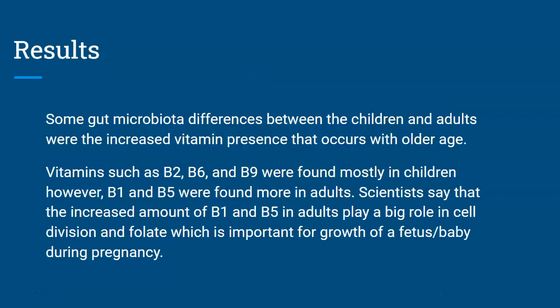Some gut microbiota differences between the children and adults were the increased vitamin presence that occurs with older age. Vitamins such as B2, B6, and B9 were found mostly in children. However, B1 and B5 were found more in adults. Scientists say that the increased amount of B1 and B5 in adults play a big role in cell division and folate, which is important for growth of a fetus and baby during pregnancy.